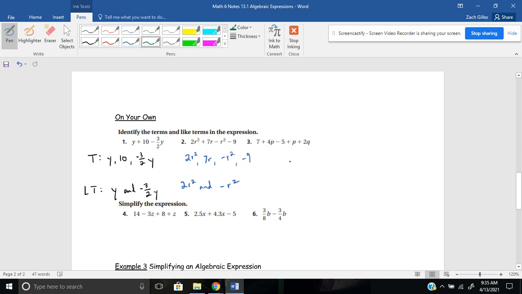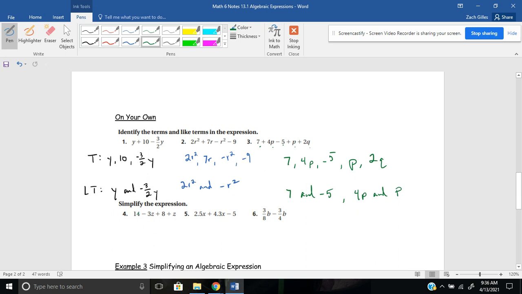Lastly, for number 3, your terms, you should have 7, you should have 4p, you should have -5, you should have p, and 2q. There are 5 terms here, 1, 2, 3, 4, 5. And then for our like terms, you should have 7 and -5. Those are both constants. Those are like. And also 4p and p are like. They both have the variable p.